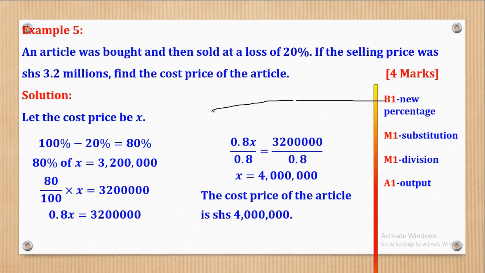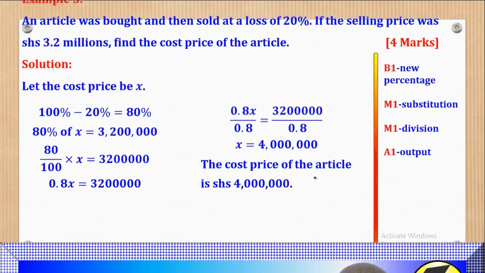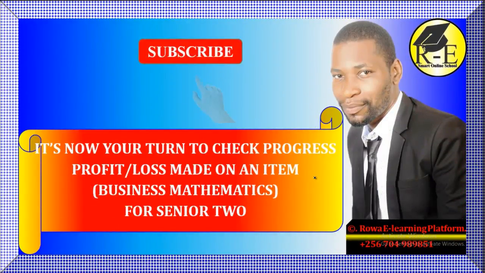So B1 for the new percentage and M1 for substitution at this point, M1 for division at this point, A1 for the output at that point. So basically that's how the marks could come about. And that brings us to the end of this lesson. So what I'm going to do, I'm going to leave you with a set of questions on this topic of profit and loss for you to try out.